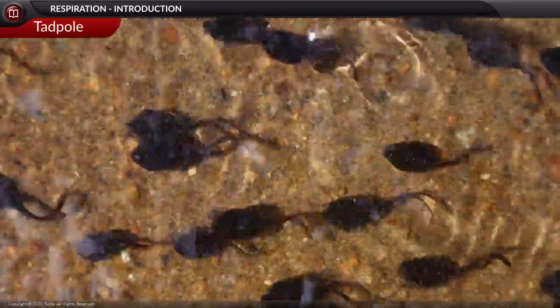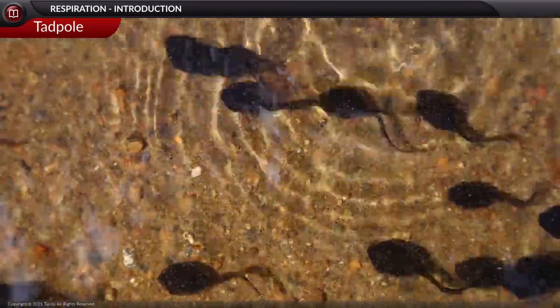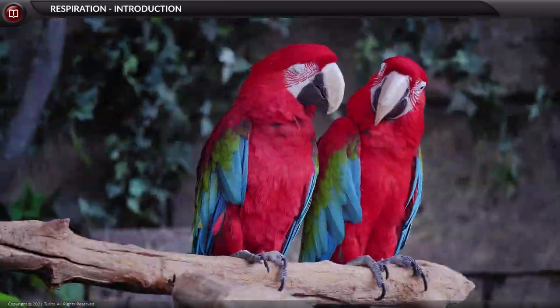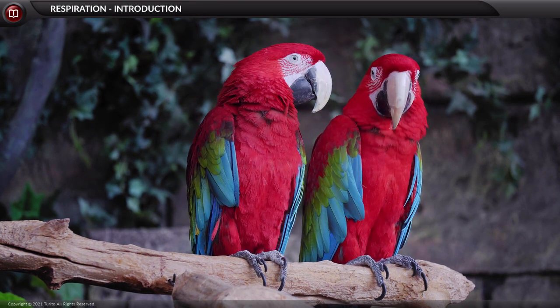Inside the water, the tadpole larvae has gills, or else they will also show respiration through their moist skin. Whereas complex organisms like birds and human beings show presence of lungs.